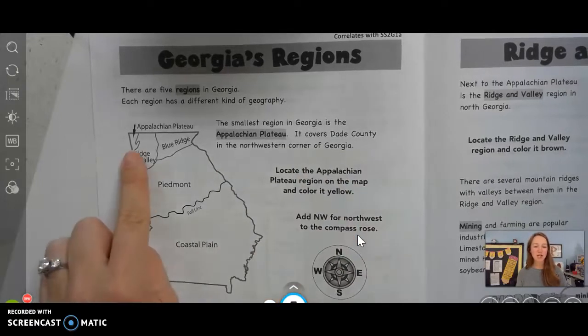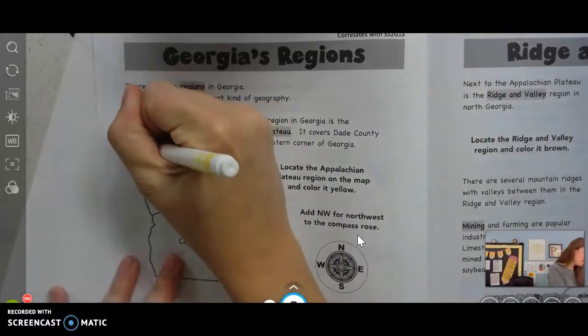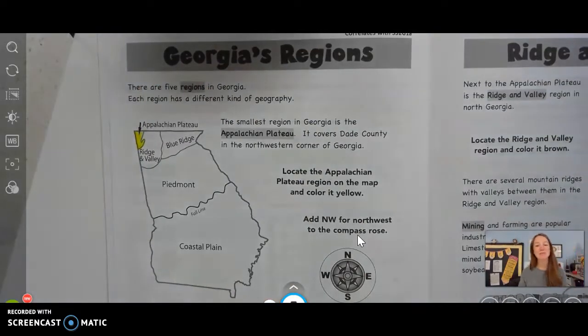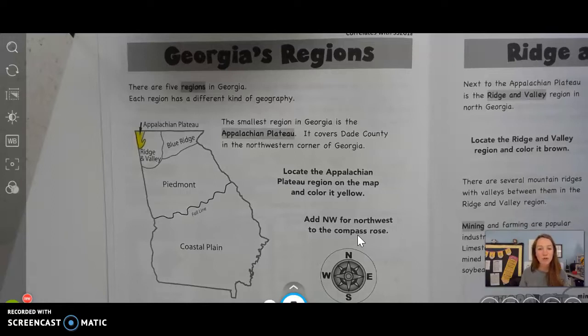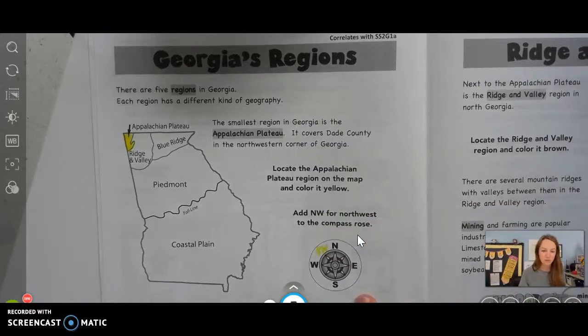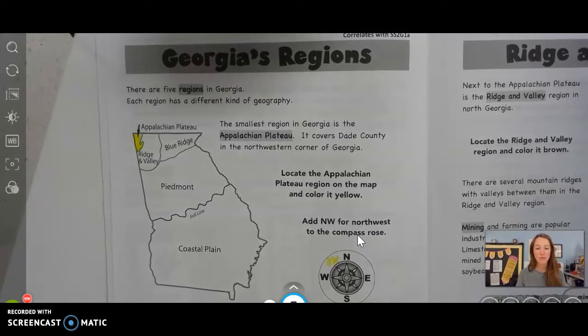The Appalachian Plateau is over here, so I want you to color it yellow. Go ahead and color in the Appalachian Plateau yellow. That's going to be the section that's the smallest region in Georgia. And I want you to add northwest to the compass rose. Down here, you're going to write NW on your compass rose. That is our intermediate direction between north and west. The next thing we're going to be doing is watching a quick video on the Appalachian Plateau.